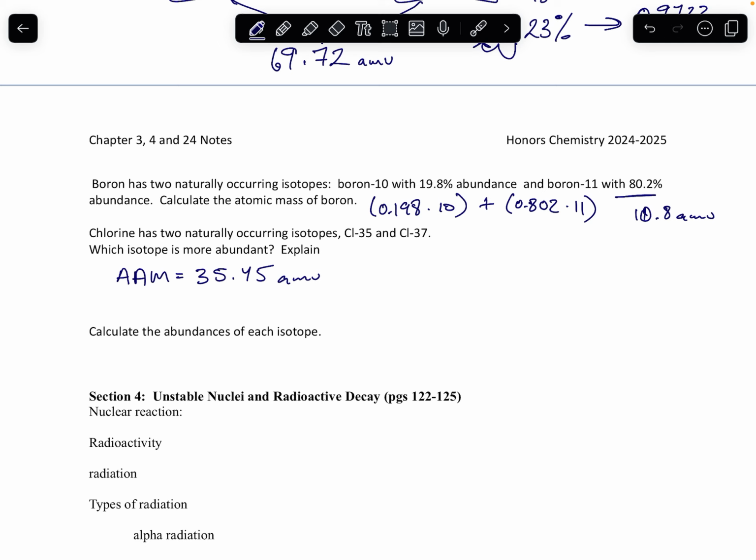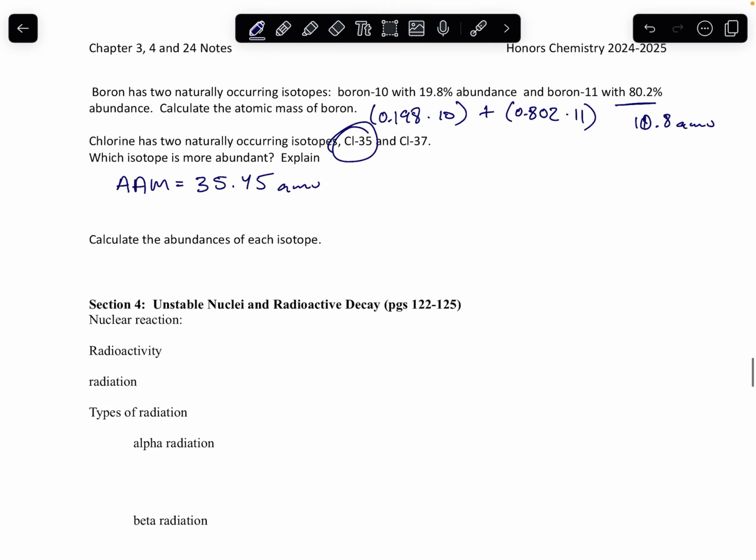Okay, so if we remember what we were talking about before, we said that the one that's most abundant, excuse me, it's going to be closest to. Okay, so 35.45, that's closer to 35 than the 37. Okay, so that means chlorine 35 is the more abundant one, right? Again, the average atomic mass is closer to that one. But we can go one step further. We can also figure out what the abundances are for either one of those two isotopes. Okay, and it's not that hard once you think about it.